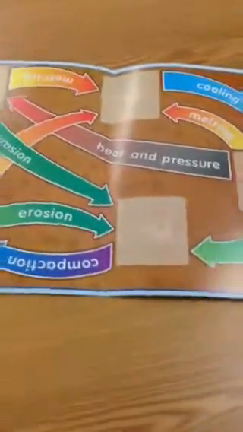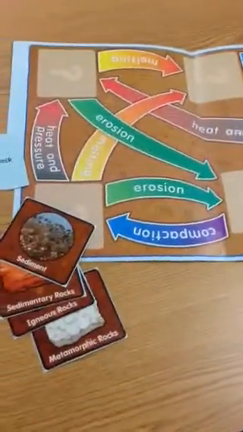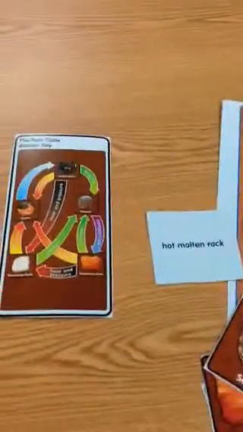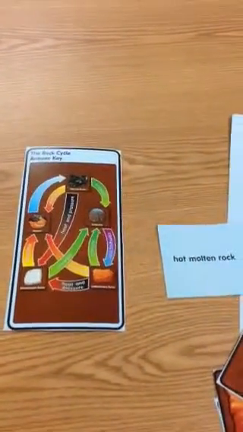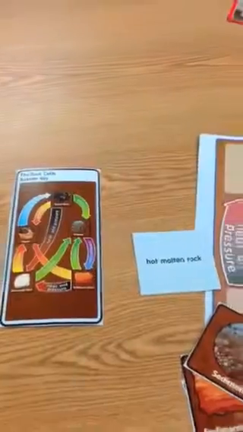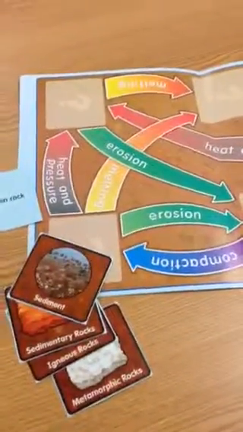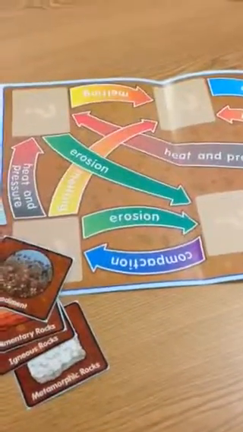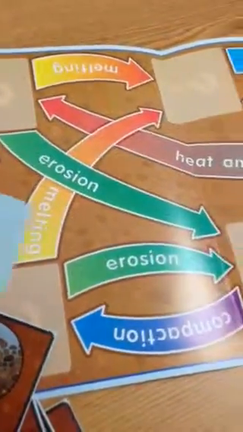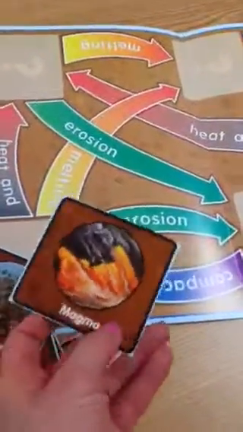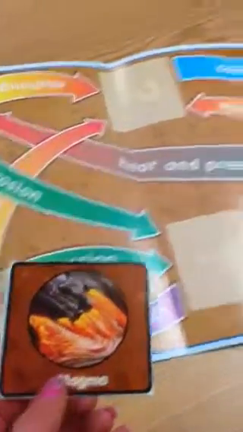And then over here you have the rock cycle. You have a cheat sheet to help you. If you wanted to, you could do the cheat sheet first, and then flip it over and see if you could remember how you did it. Hot molten rock, where is that going to go? Here's your picture of the magma, and let's stick it right there.